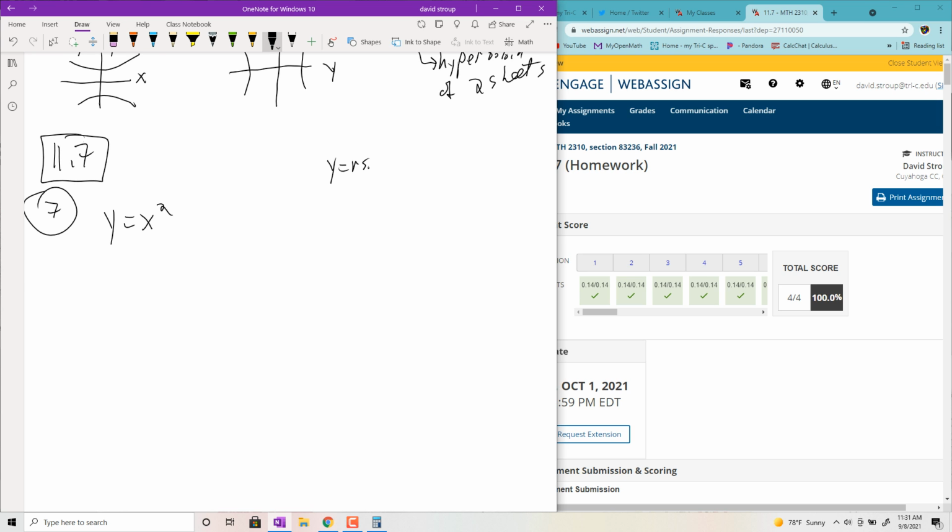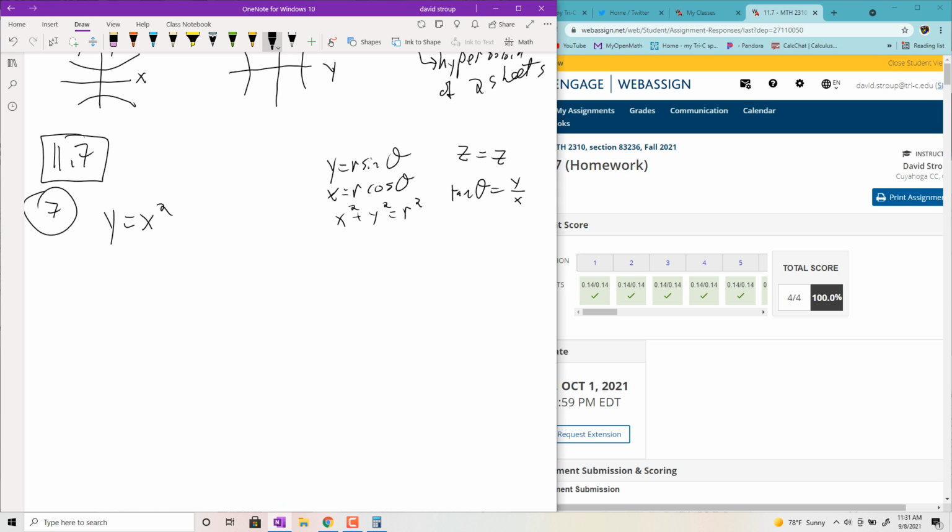y equals r sine theta. x equals r cosine theta. What are the other ones? x squared plus y squared equals r squared. z is just plain z. And tan of theta equals y over x.